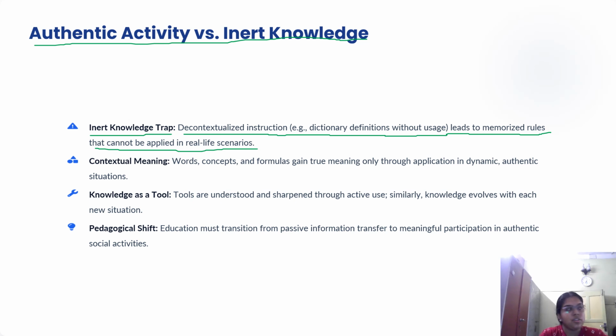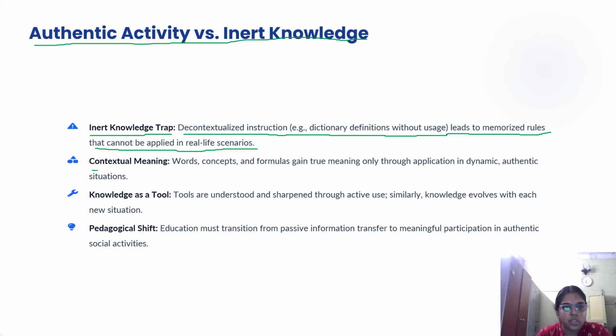In case of inert knowledge trap, what is being stated? It is stated that instructions in decontextualized form can lead to memorized rules which cannot be applied in real life incidents. For example, the definition of a dictionary without any usage. Because just by learning the definitions of a dictionary, it can't be used in a real life scenario. It can't be beneficial in any real life incident.